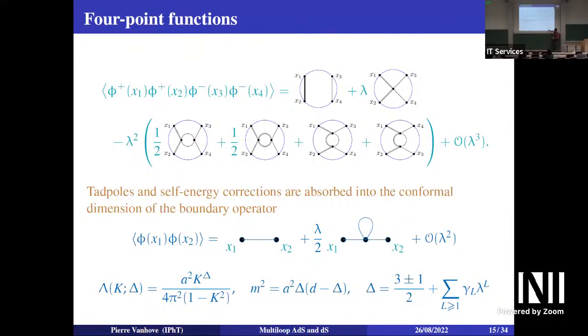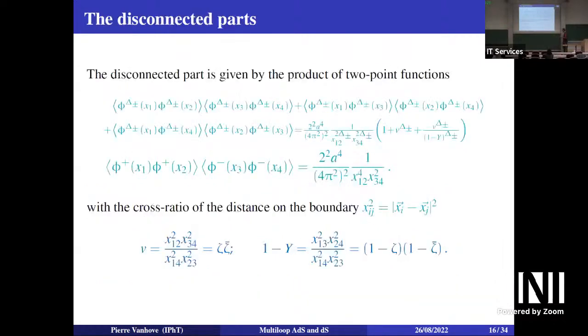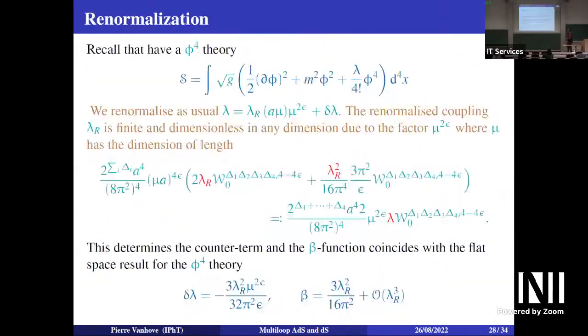So my field, the external fields that have classical dimension 2 and 1, will get corrections after I have removed the divergences, and the corrections will depend on the loop order. Lambda is my coupling constant. Okay. So this you can do.